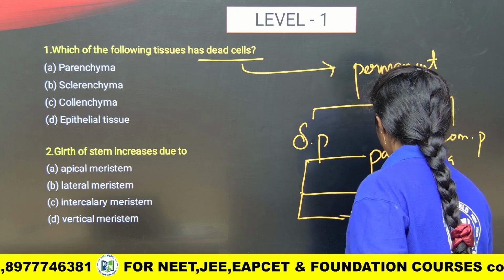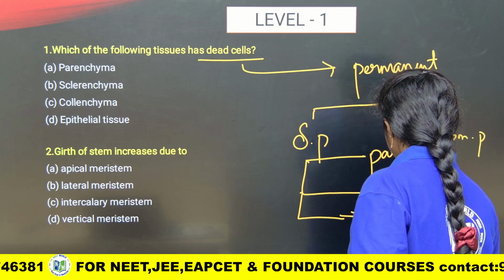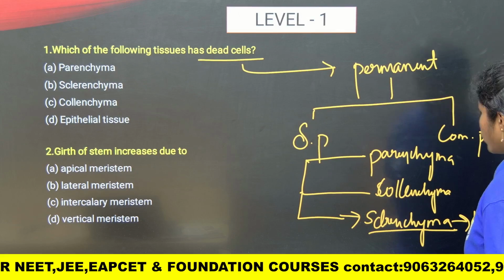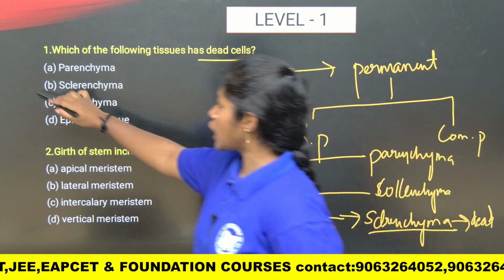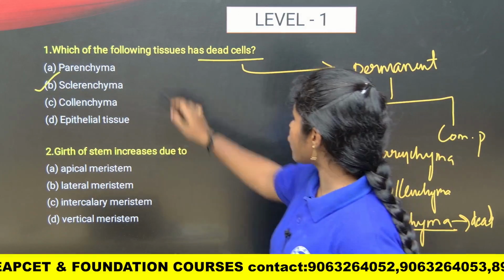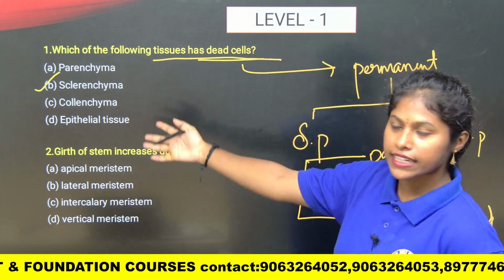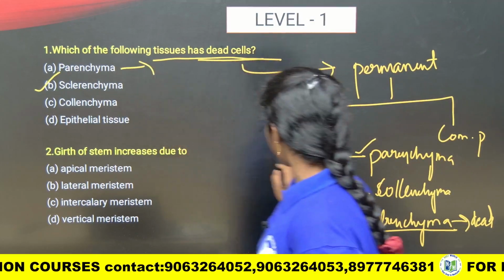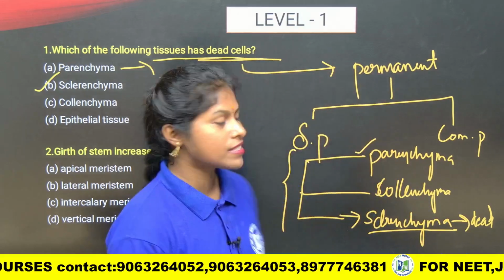So among all, which is dead tissue, which is living tissue? The dead tissue is sclerenchyma. So here the answer is sclerenchyma, the dead tissue. They are asking which of the tissues has dead cells. Of course it is sclerenchyma, and parenchyma is the living tissue. Among all the simple permanent tissues, which is living tissue?